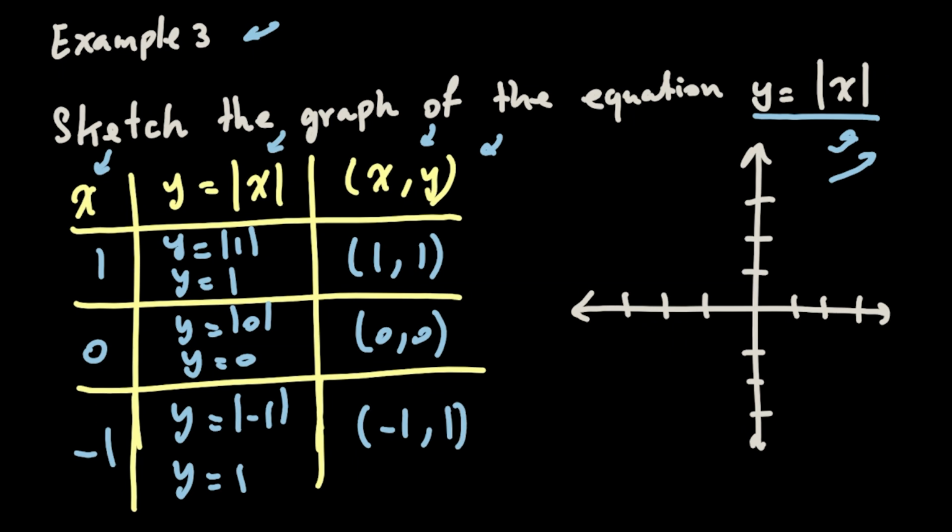So let's sketch the graph. So we have here 1 and 1. So this is 1 and this is 1. So our point is here. And the second coordinate, we have 0 and 0, which is the origin. So this is 0 and 0. And in the third coordinate, we have minus 1 and 1. So this is minus 1 and this is 1. So this is our point. So our graph would be something like this. This is the graph of the absolute value. This is the graph of this function here.